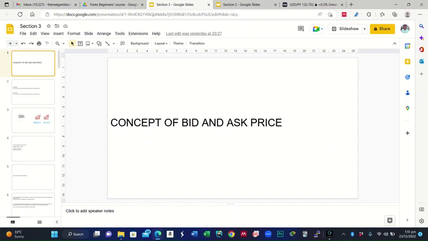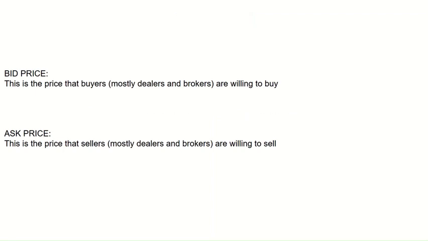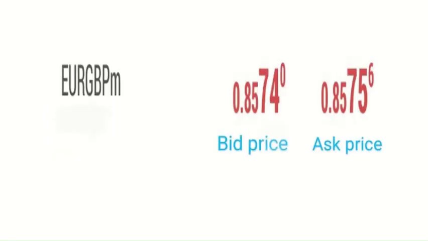Now, the concept of bid and ask price is the next thing we are going to talk about. What is bid price? This is the price that buyers, mostly dealers and brokers, are willing to buy. Ask price. This is the price that sellers, mostly dealers and brokers, are willing to sell. You are going to understand this better. Just stick with me. Like I've said again, bid price is the price that buyers are willing to buy. Ask price is the price that sellers are willing to sell.